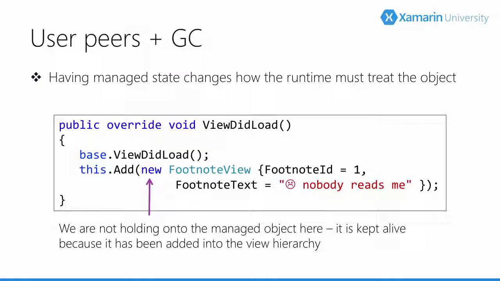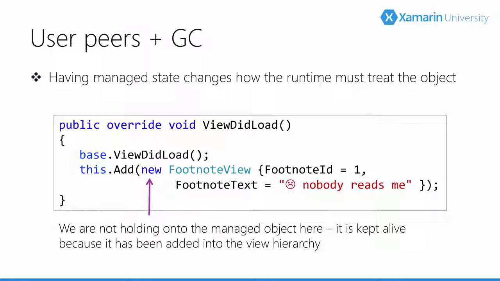Now remember I told you earlier that Subviews is not on the managed side at all. Right? Subviews is actually just a collection on the native side, and so we'll get the IntPtr from this new FootnoteView that we just created. It'll do an alloc init on the UIView base class. We'll end up with an IntPtr. It'll insert that IntPtr into the view, but it also has to track this FootnoteView object. We cannot get rid of it because it has its own set of state.